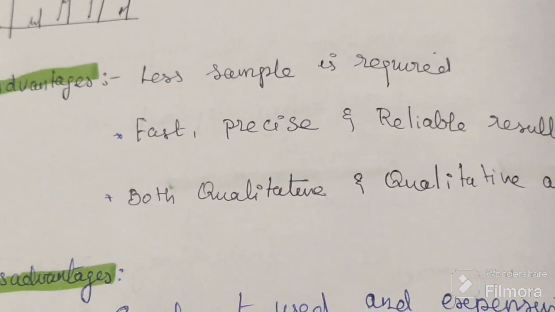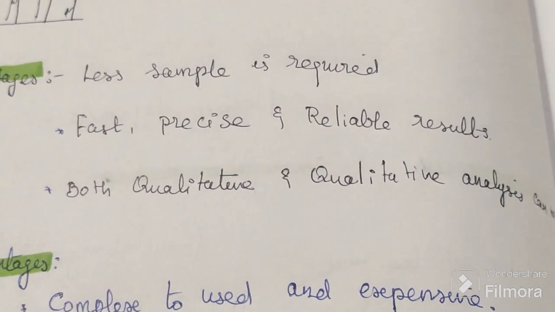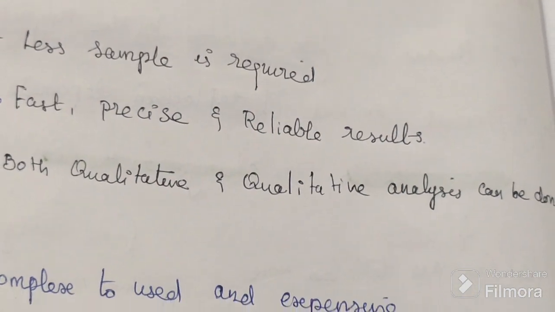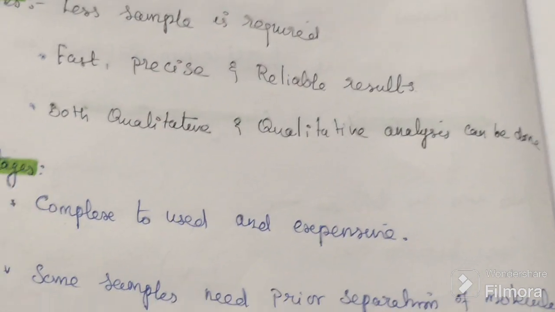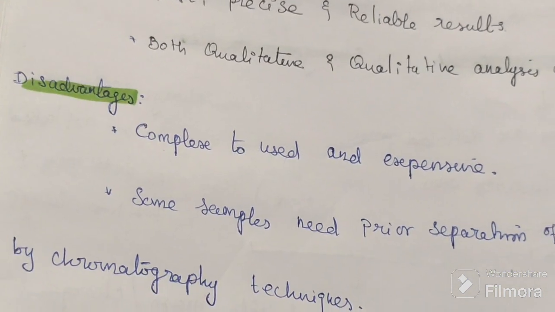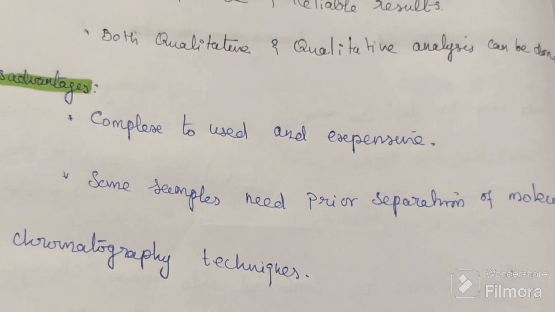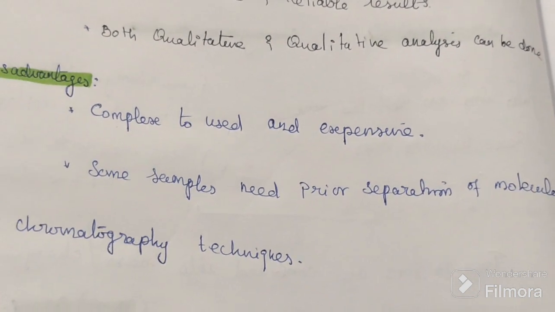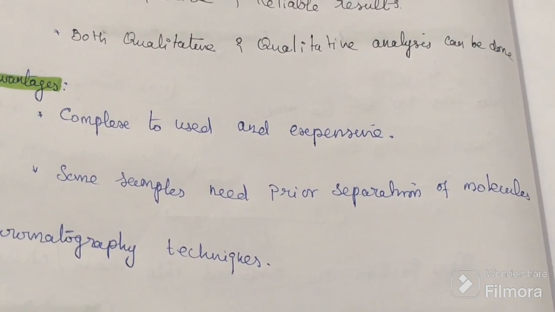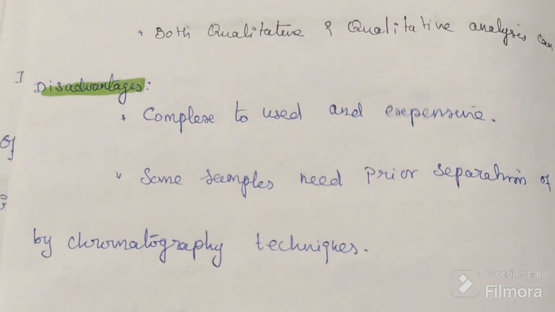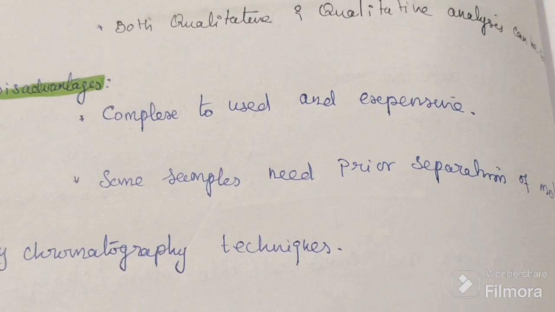What are the advantages? Less sample is required, and the results are fast, precise and reliable. Both qualitative and quantitative analysis can be done. What are the disadvantages? It is complex to use and expensive. Some samples need prior separation of molecules by a chromatographic technique. These are some disadvantages.